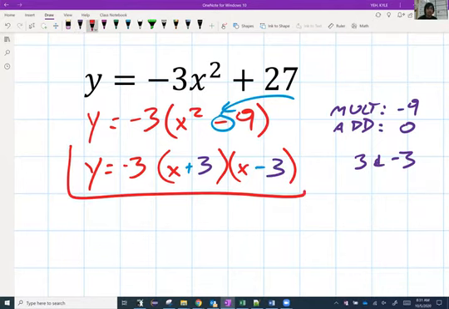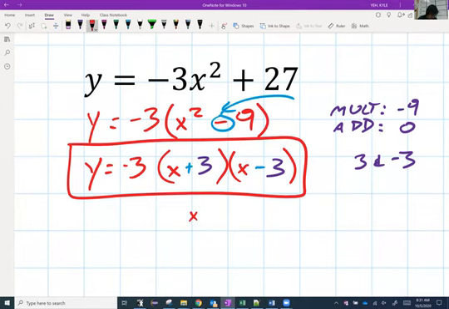This is looking like our factored form. And like I said, we can always check it. I'll FOIL this out, so x squared plus 3x, but minus 3x. So those are gone. And then -9 times -3. That was just along for the ride. -3x squared plus 27. That's what we started with. Check complete. We factored it correctly.